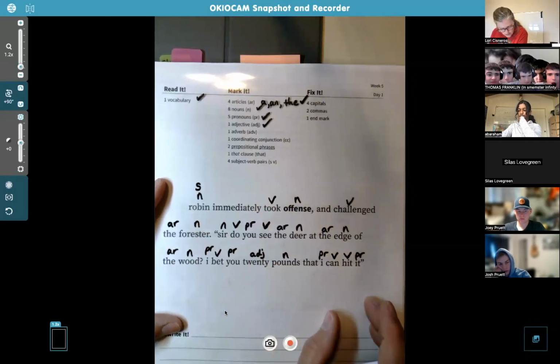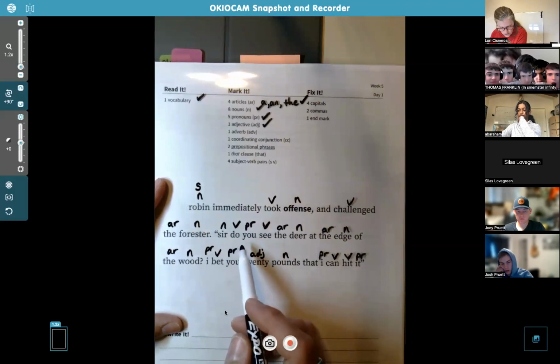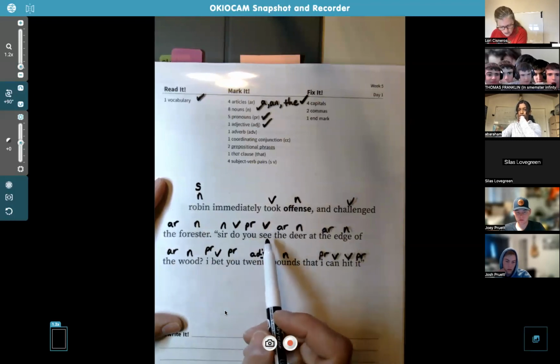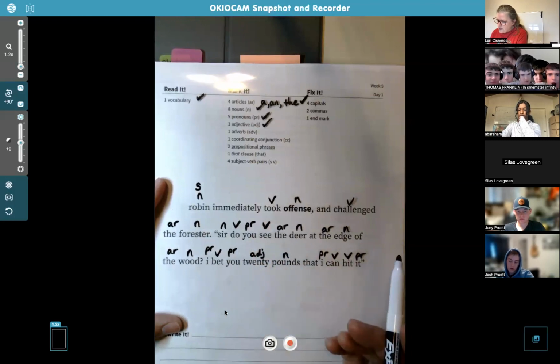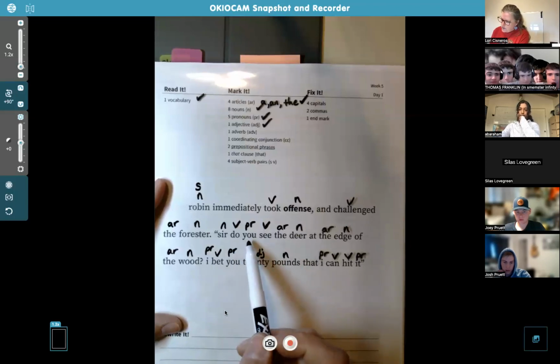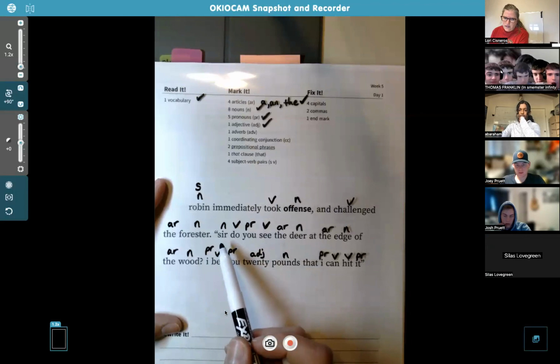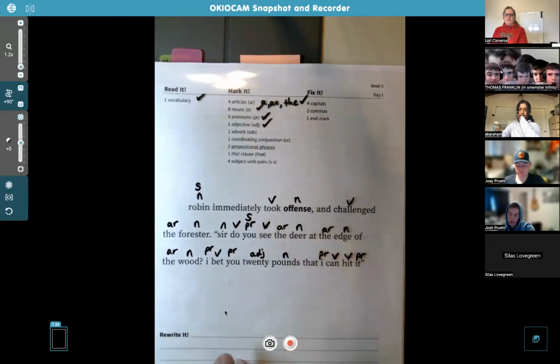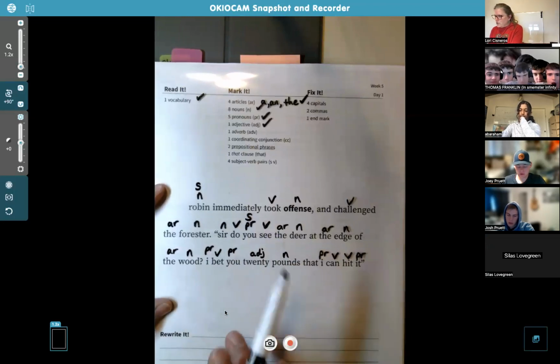Okay, and then if you look at the next part of that sentence with the question here, sir, do you see the deer at the edge of the wood? So do and see, who's the subject there? Who is doing that? Sir. That's a good guess, and I would have guessed that too, but it actually is you. So remember when we talked about the noun of direct address? Sir would be the noun of direct address. So they're talking to the sir, but you is the actual subject, even though it's a pronoun connected to sir. Okay, that's the subject, you see.